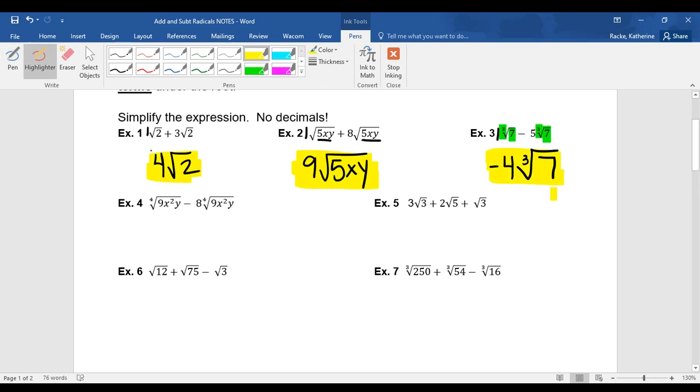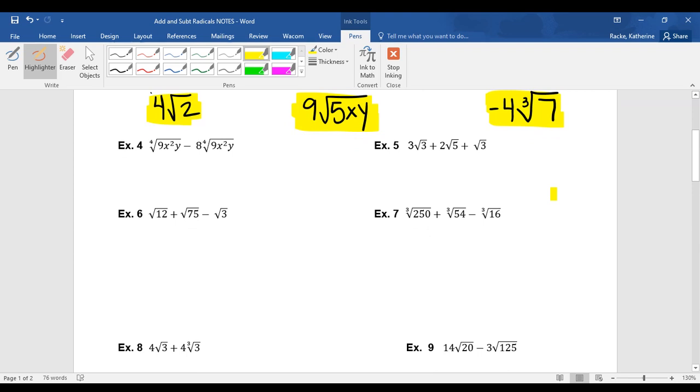Okay, looking at example 4, I have fourth roots. So the fourth root of 9x squared y minus 8 fourth root of 9x squared y. Okay, same root and same stuff. Okay, even the variables have to be exactly the same. Okay, have to be identical. They match, so I'm okay to go ahead and subtract them. So 1 minus 8 to give me a negative 7. Everything else will stay the same. Fourth root of 9x squared y. Okay.